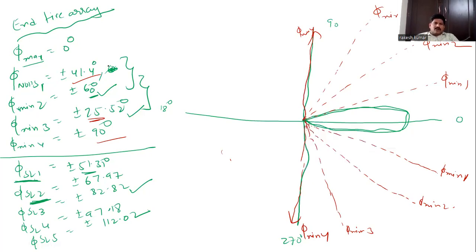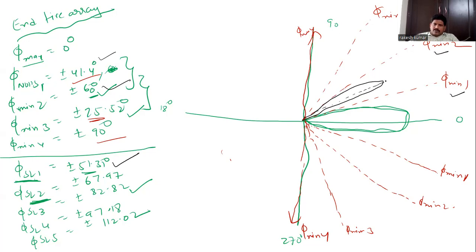Now let us draw. Always the first side loop level is 51.31. I have already told that the first side loop always lies in between the first null and second null. So this is my first null, this is my second null. See here angles also: first null is at 45.5 and the second null is at 60 degrees. So your first side loop is at 51.5. So I'm drawing my first side loop.